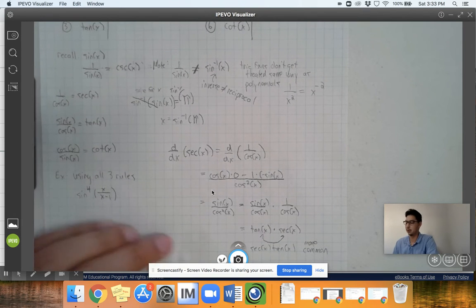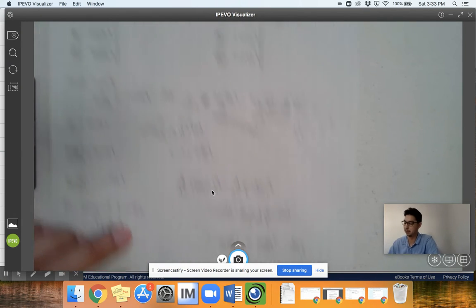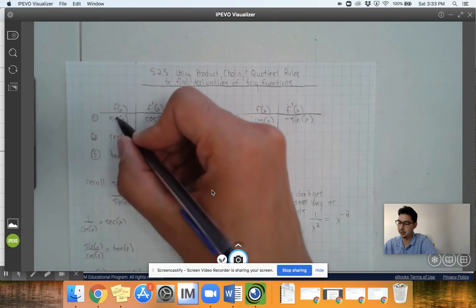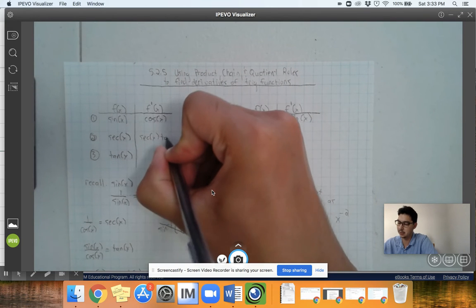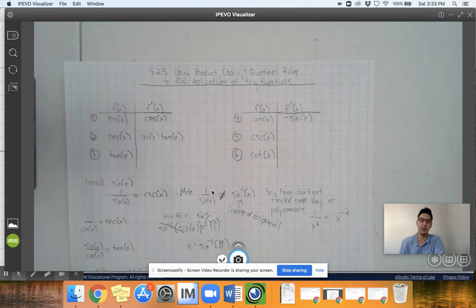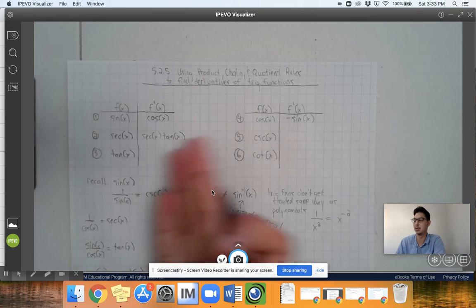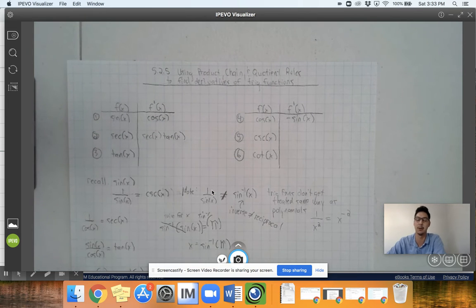And there you go. So if we come back to our table, if the function is secant of x, the derivative is secant x, tangent x. And notice how these derivatives are in terms of one of these 6, combination of these 6 trig functions.